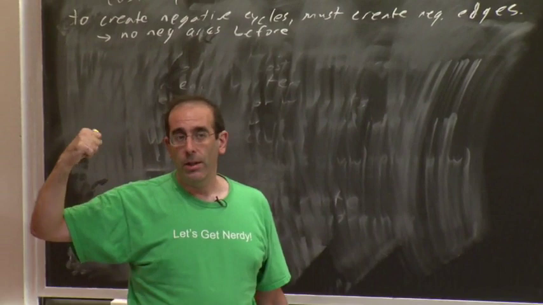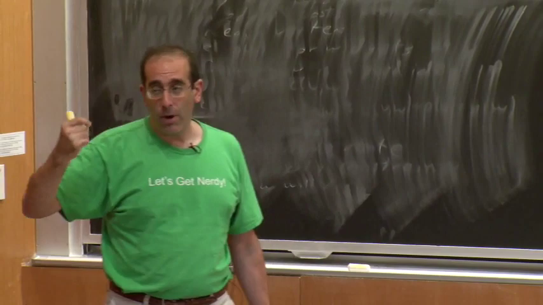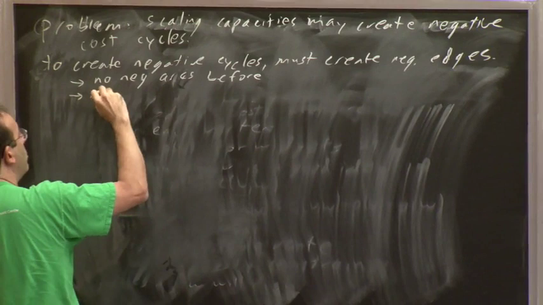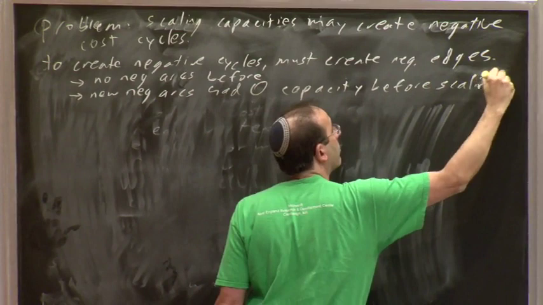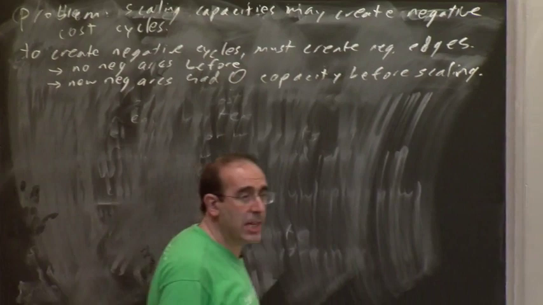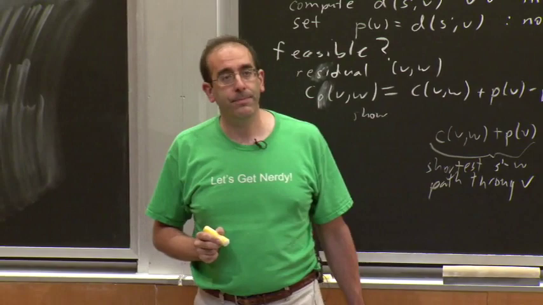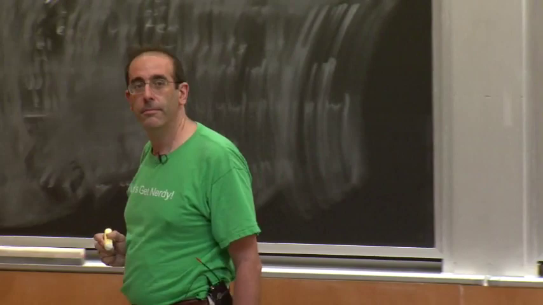So the only way for us to create a negative arc, which can contribute to a negative cycle, is if the new negative arcs had zero capacity before the scaling. Now, if they had zero capacity before the scaling, what can we say about these negative arcs after the scaling? They have unit capacity, right?